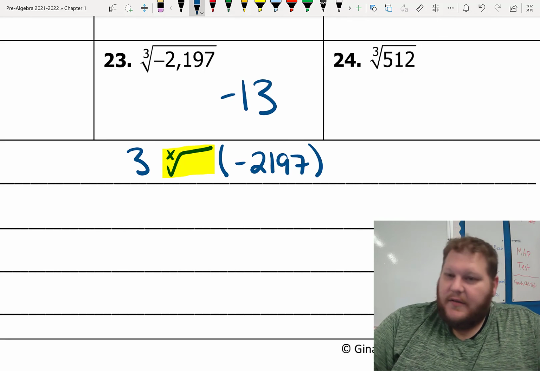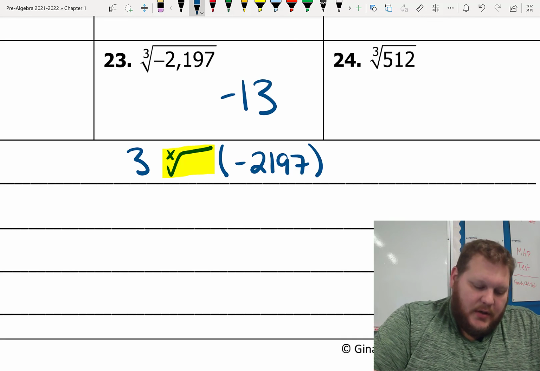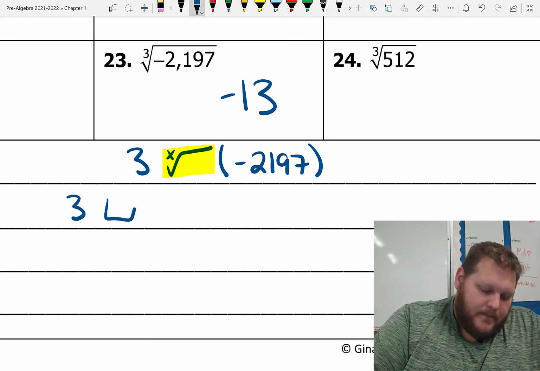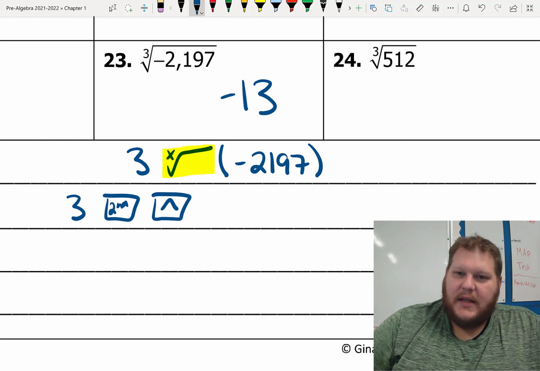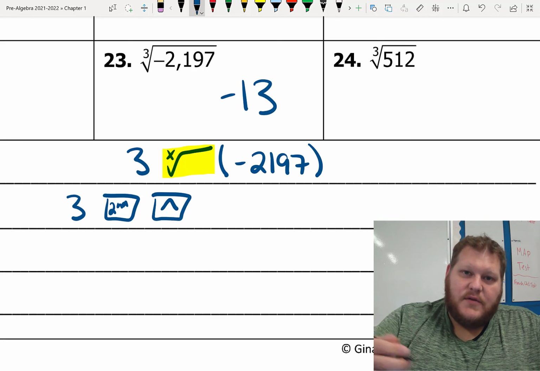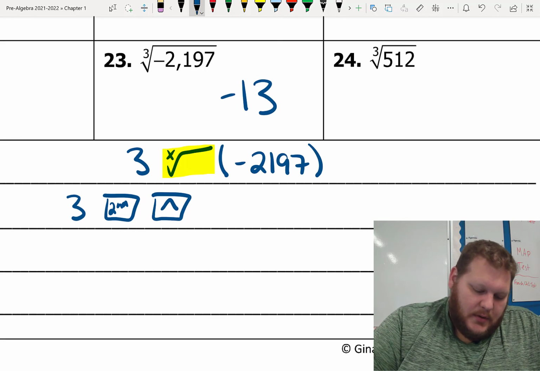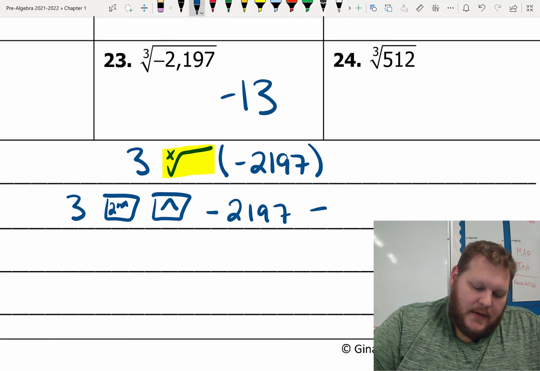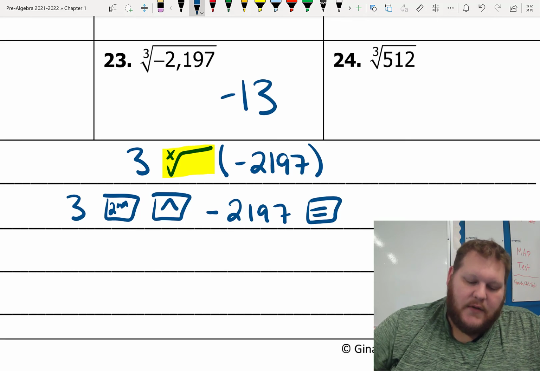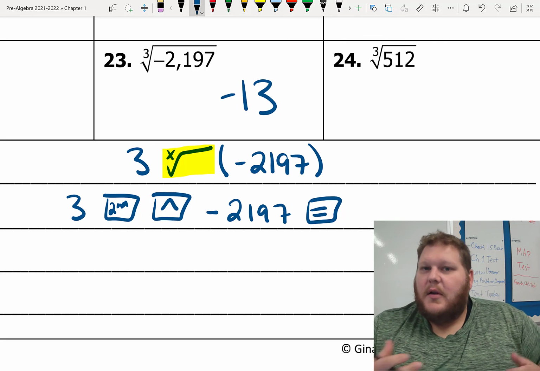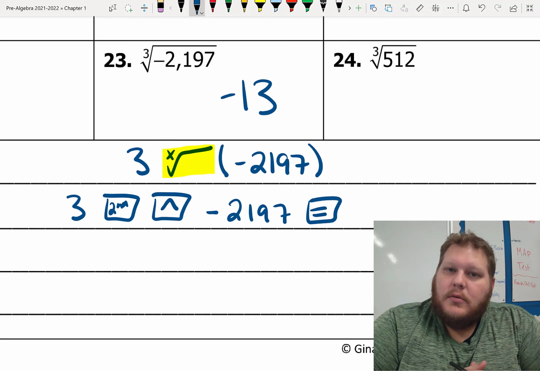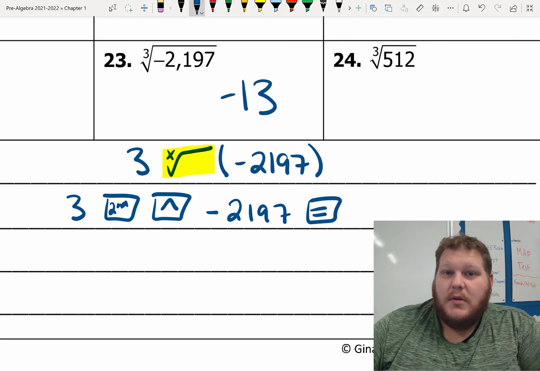So again, I'll write out the full keystrokes here. You'll hit your 3, you'll hit your second, then this little rooftop button, because when you hit second and then that, it gives you your x root symbol, and then the negative 2197, and then hit equals. It should give you negative 13. If it doesn't, talk to Mrs. Smith. We can figure out what's going wrong and help you out as much as we can.